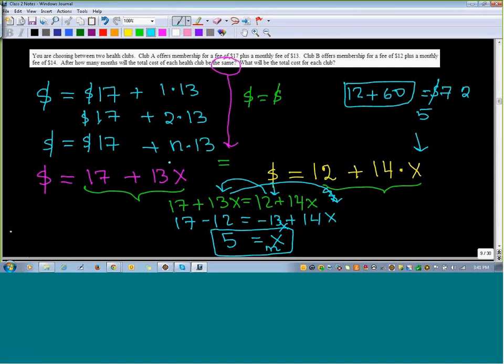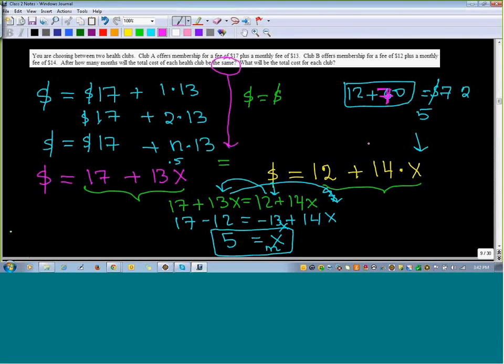Next one. The athletic field is twice as long as it is wide. Find the dimensions of the athletic field if the perimeter is 72. Okay, so we know the perimeter.